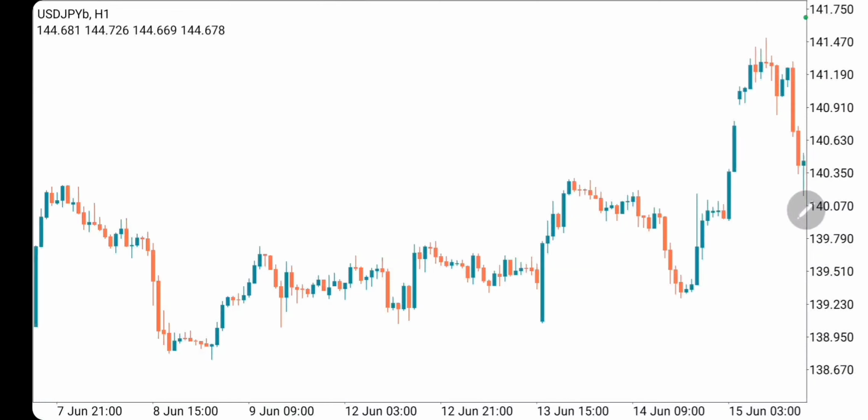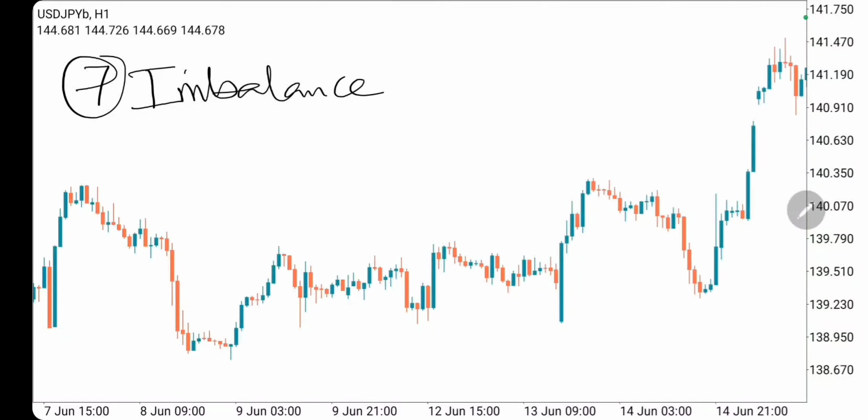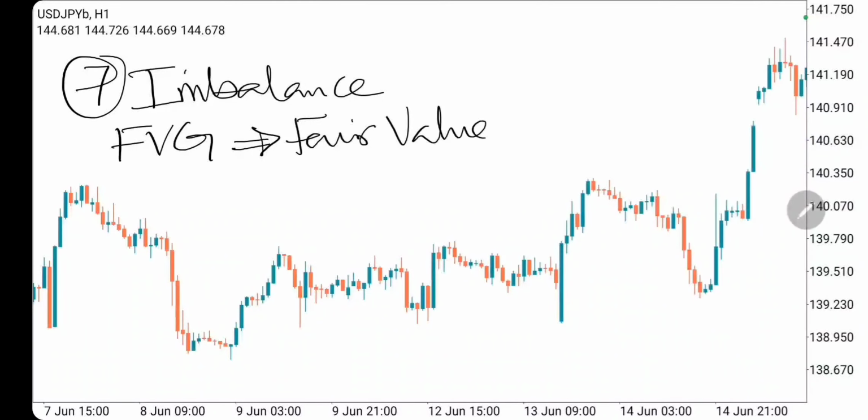So the seventh smart money principle I feel you should know in order to become better at trading is the concept of imbalance. Some traders call it FVG, which means fair value gap. So what is imbalance? What is fair value gap?